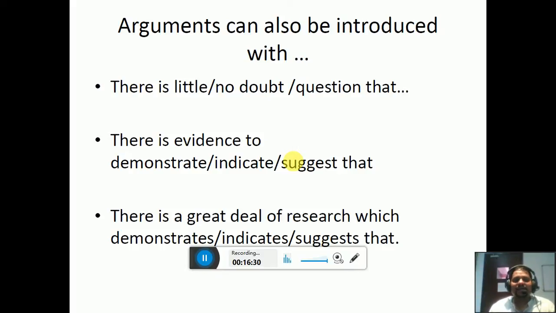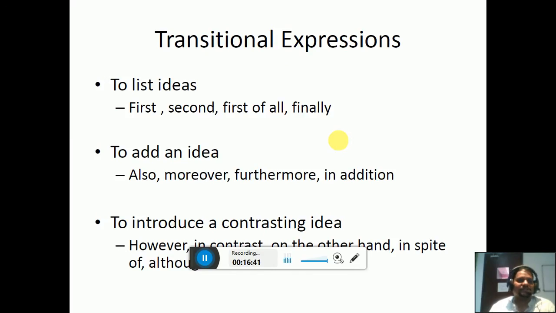And the next thing: before you put your introducing phrases, you need to use the second most important thing in an argumentative essay, which is transitional expressions. Always when you put forth your arguments in a logical way, you need to use transitional expressions. For example, to list ideas, firstly, secondly, first of all, finally. Then to add an idea, you can say also, moreover, furthermore, in addition. To introduce a contrasting idea, however, in contrast, on the other hand, in spite of, although.